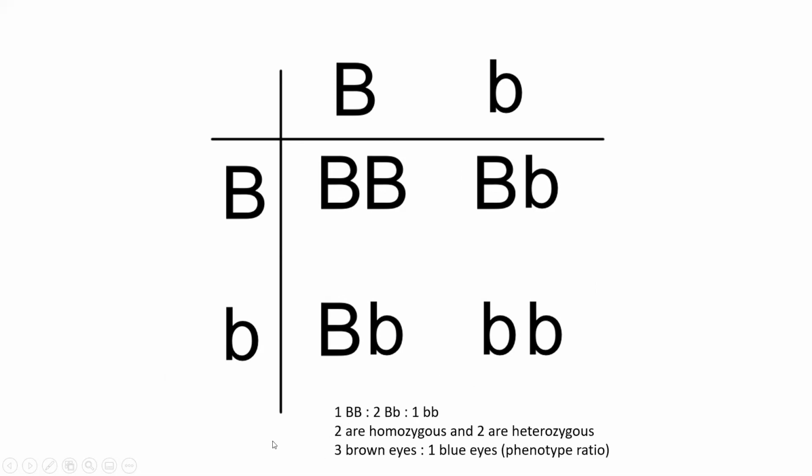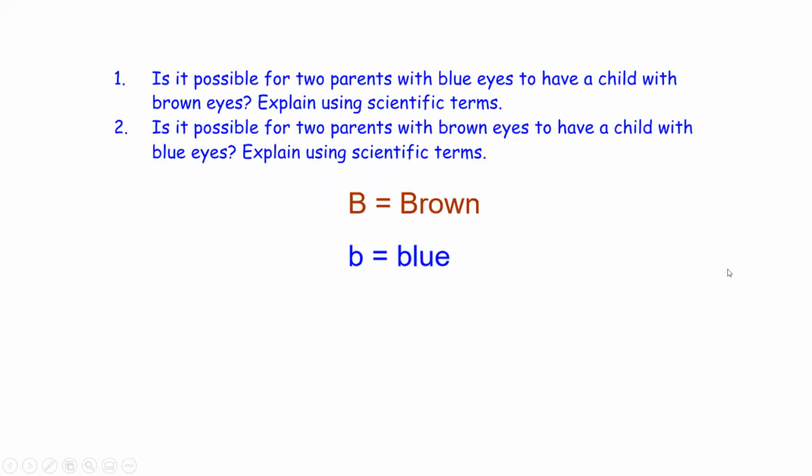So this is where we can introduce the idea of ratios. From this cross, from these two parents, we would get one big B, two big B, little b's, and one little b. Two homozygous, two heterozygous, but the phenotype ratio here is 3 brown-eyed to 1 blue-eyed. Okay. So to answer our question number 2, is it possible for 2 parents with brown eyes to have a child with blue eyes? Yes, it is, but they would both need to be heterozygous. They'd both need to be big B, little b.